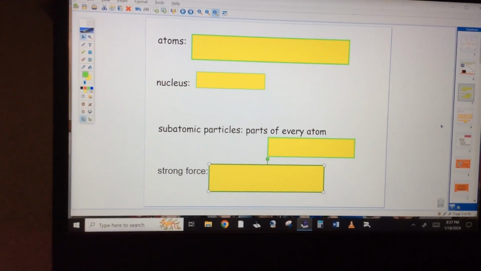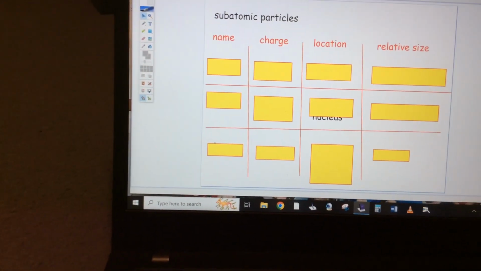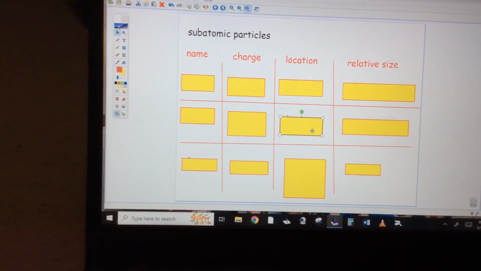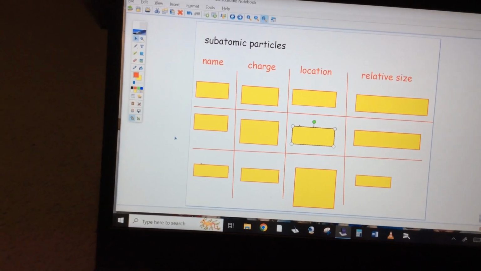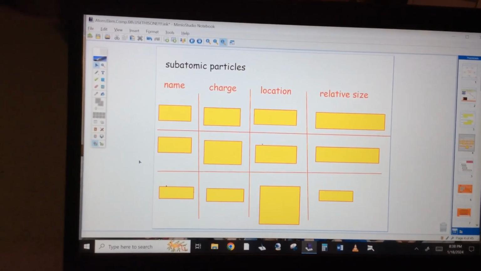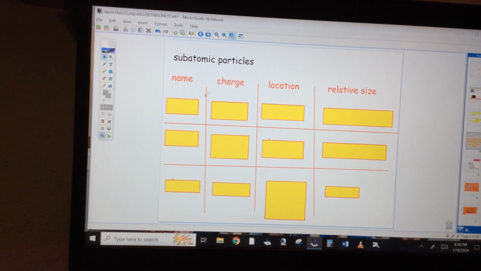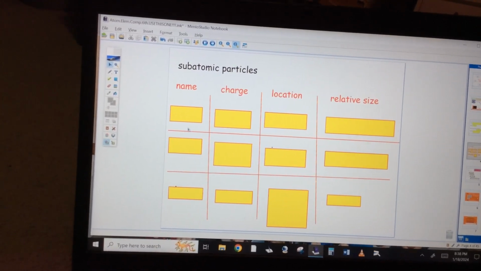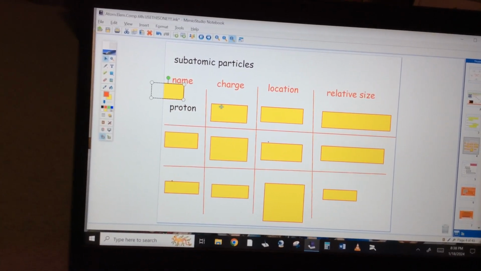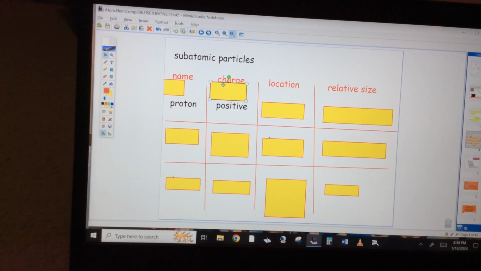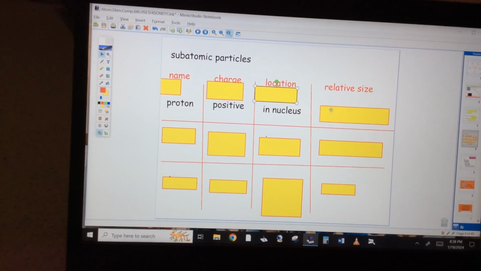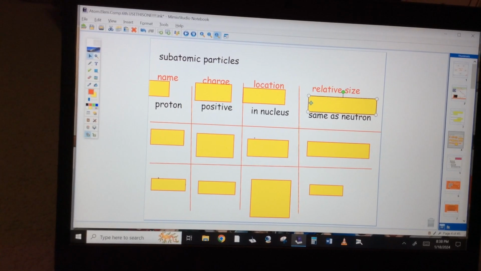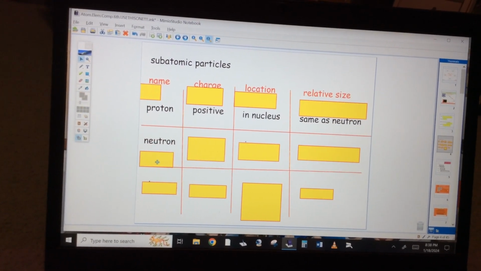And then, just to show you what this could look like, this is the slide we used to review. These are the three things that you're going to need to memorize to build that foundation. So the names, the charges, the location, and the relative size. So this is the proton. Its charge is positive. It's in the nucleus. And its relative size is the same as the neutron.